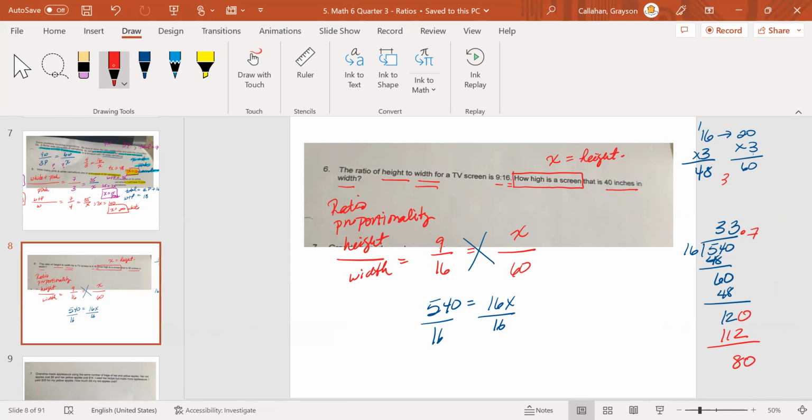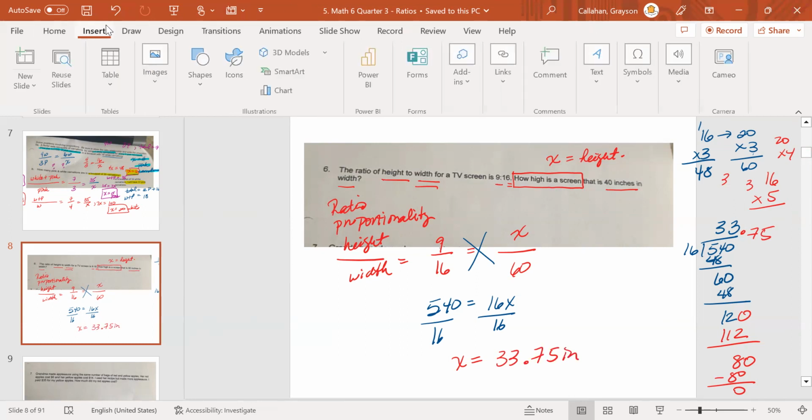16, if you think about it, 20 times 4 is 80. So let's try 16 times 5, because 16 times 4 would be smaller than 80. And guess what? It gives you a perfect 80. So let's put 5 here, which is 80. So then your X is equal to 33.75 inches.